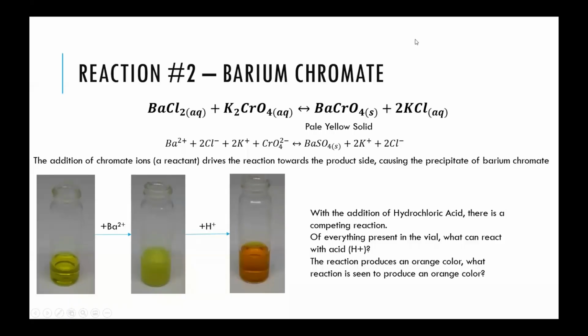The second reaction is also a chemical reaction involving potassium chromate. However, this time it is a precipitation reaction with barium chloride. The potassium ions and chloride ions are spectators, while the barium precipitates with the chromate ion, producing a pale yellow solid of barium chromate. The next step is adding acid.